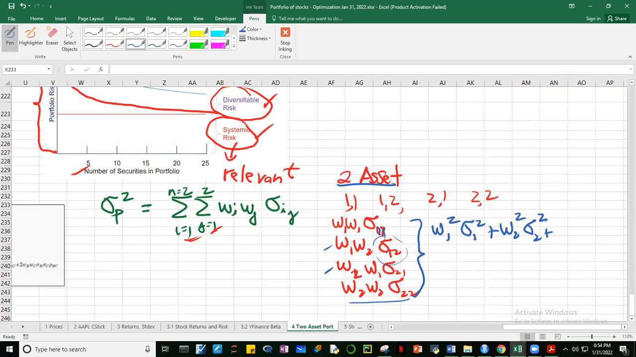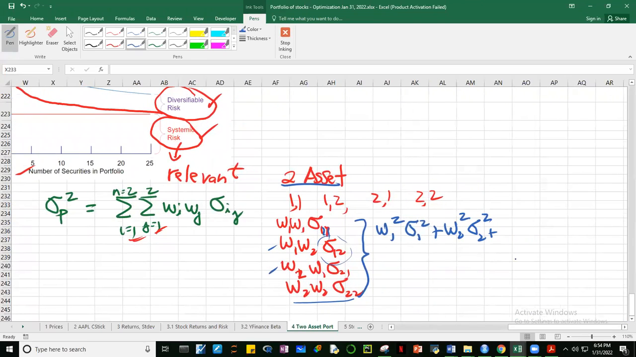Plus lastly, guys, itong dalawang elements natin to. What's that, guys, if we add them? It's equal to twice W1, W2, sigma 1, 2. Yan, okay? So that now is the variance of a two-asset portfolio. And therefore, the risk as measured by standard deviation is simply equal to square root lang natin siya. So pag alamin natin yung variance, pag kunin natin square root, yun na yun.